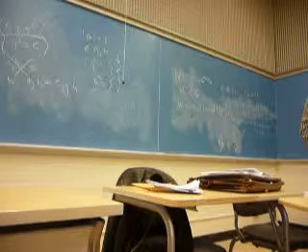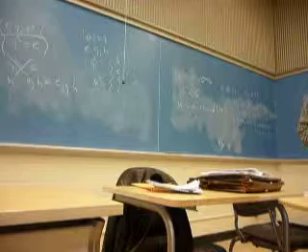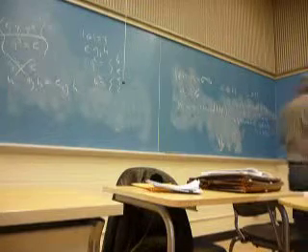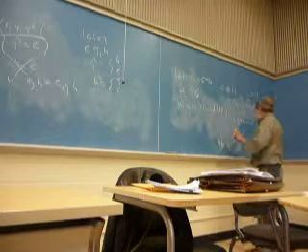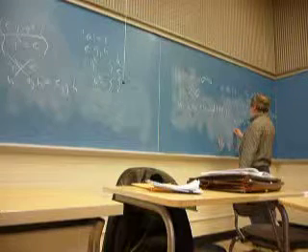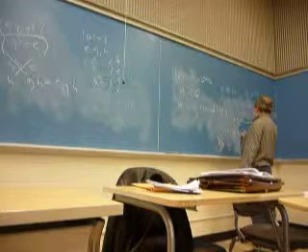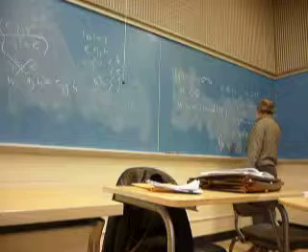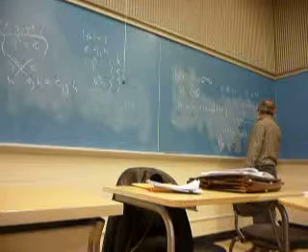Otherwise, it's not a subgroup. Yes? And finally, transitivity, yeah? If G1 and G2 are related, G2 and G3 are related, then G1 and G3 are related.